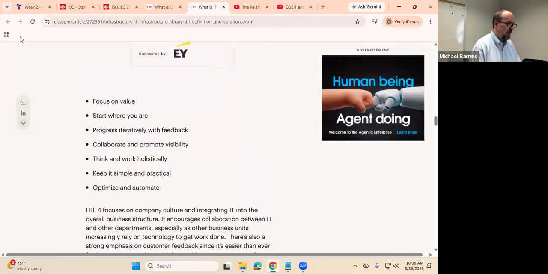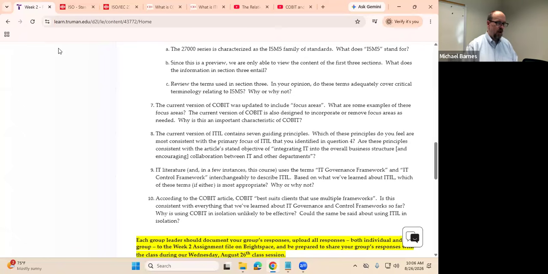Now, going back to the question. Which of these principles do you feel are most consistent with the primary focus of ITIL identified in question number 4? Kennedy, what did your group identify for this one? Okay. I think focus on value is one that I would definitely include there. I do want to talk about one because there's one that's always been kind of an argument point for this particular course. So the very first one you identified, think and work holistically.